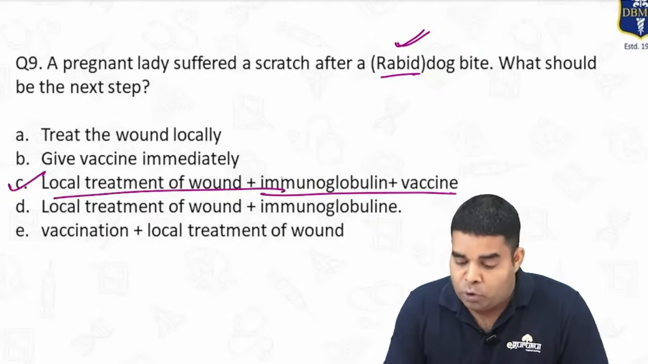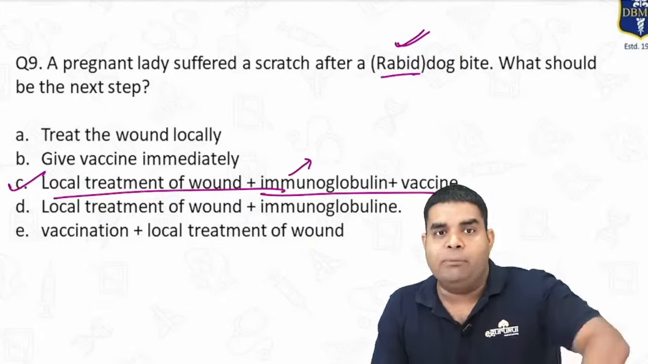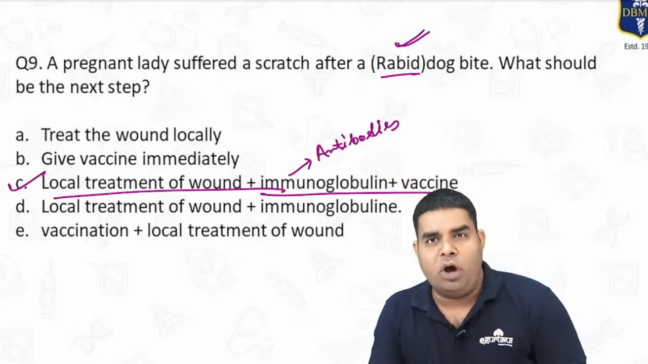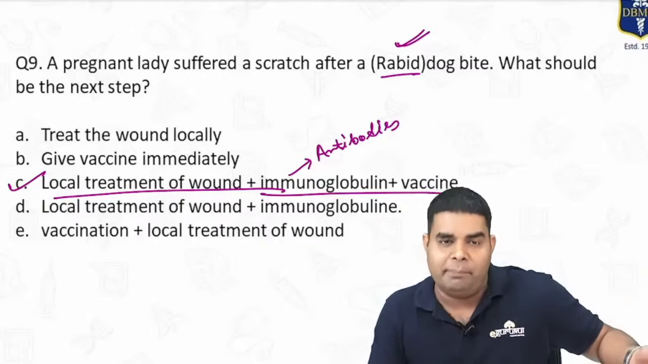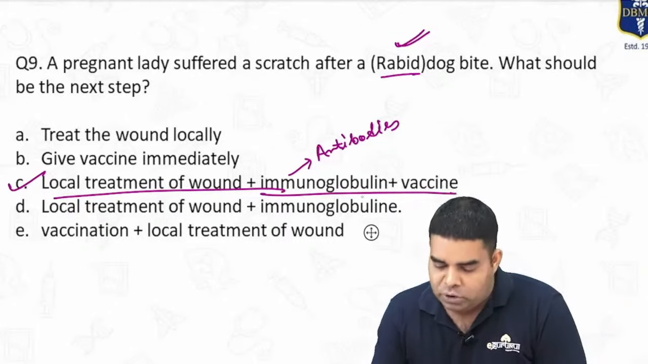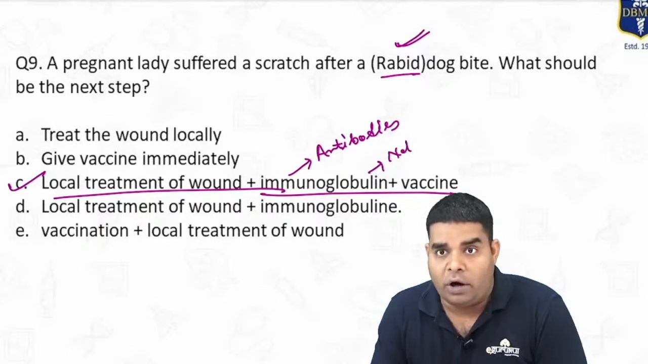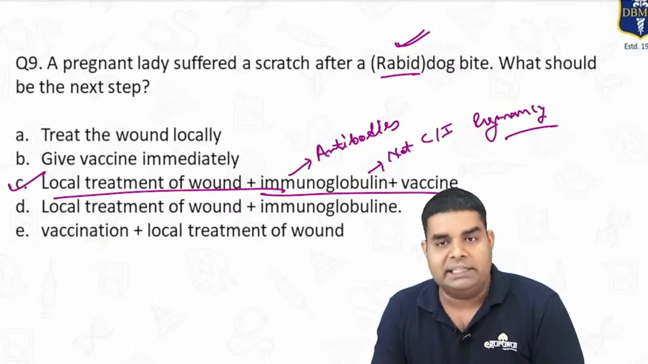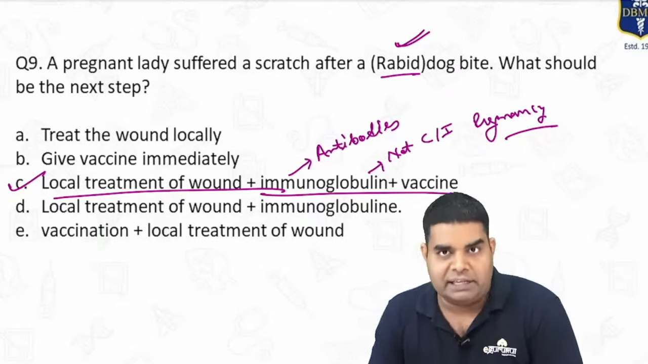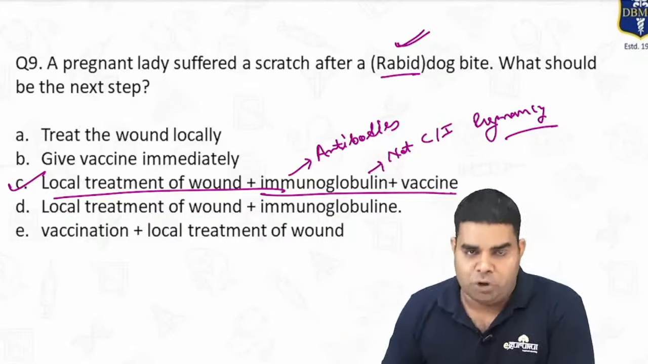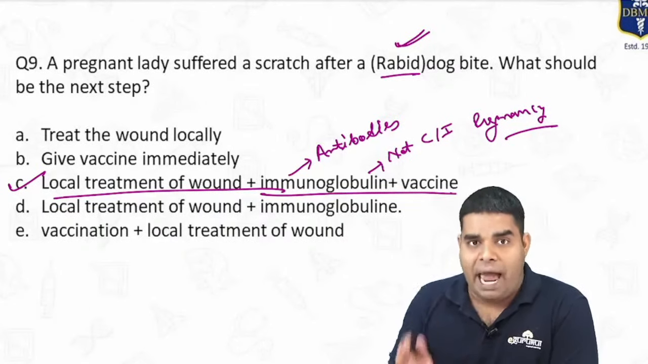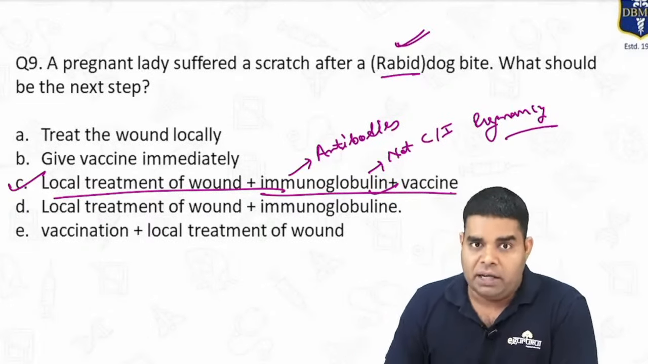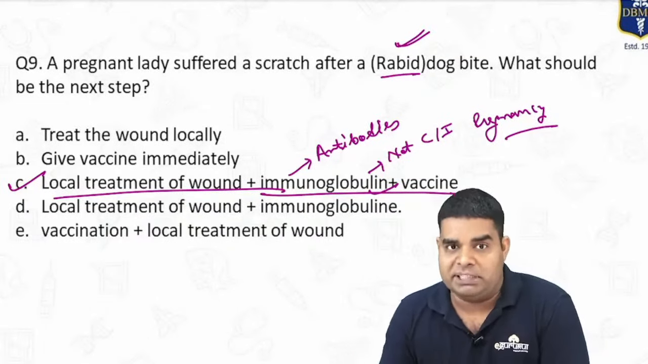Because immunoglobulin is a passive antibody. Immunoglobulin means what? It is antibodies. And this immunoglobulin, of course, can be derived from horse serum or from human serum. Remember, it is not contraindicated in pregnancy. It's not that you cannot take antibodies in pregnancy. It will not harm the fetus. These are just antibodies of a horse or some other human. So in pregnancy, if it is a rabid dog, we have to use immunoglobulin plus vaccine plus local treatment, because we cannot take the risk, because rabies is 100% fatal.